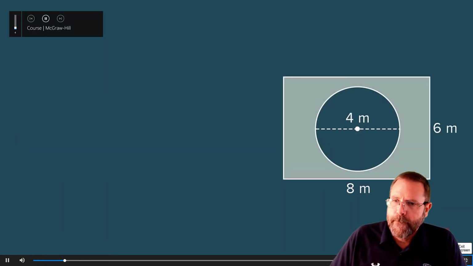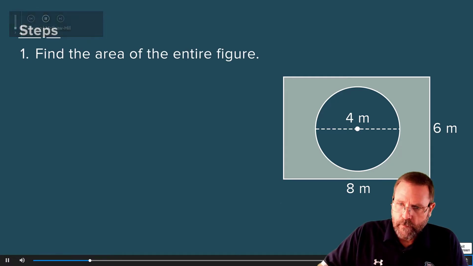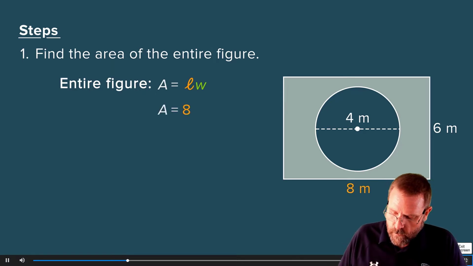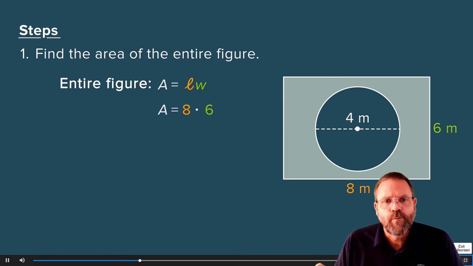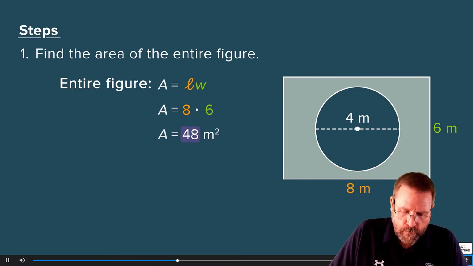To find the area of a shaded region, first find the area of the entire figure. In this example, the entire figure is a rectangle. Multiply the length, 8 meters, by the width, 6 meters, to find the area. The area of the entire figure is 48 square meters.